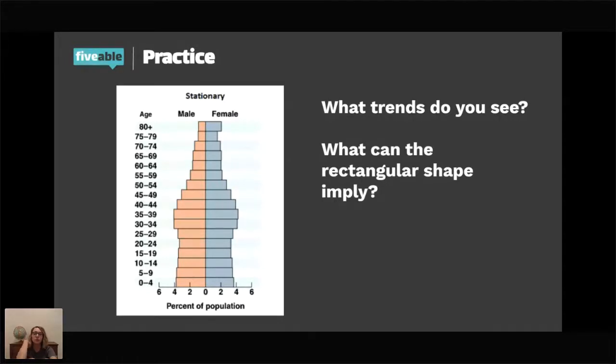Stationary, if you think like stationary bike in the gym where you keep pedaling but you're not going anywhere, that's what's happening with a stationary pyramid. Population is pretty constant, consistent. Birth rate, for the most part, is canceling out death rate or vice versa.